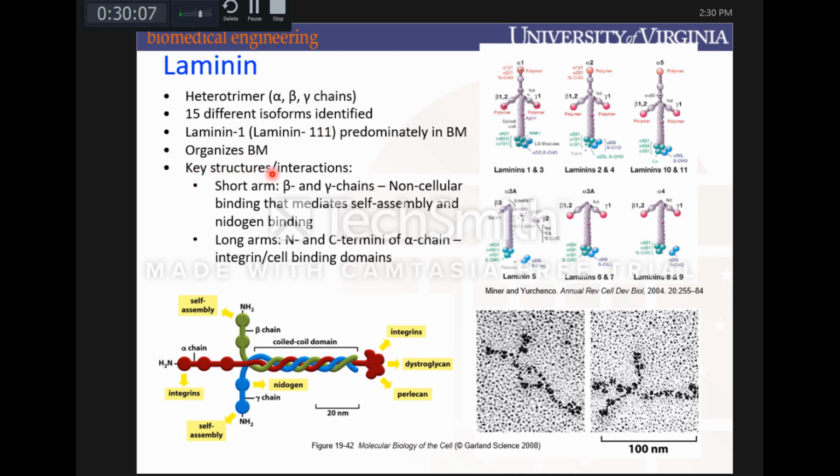So like I said, it organizes the basement membrane. The key things you need to know are it has 2 short arms with the beta chain and the gamma chain that go up to the side, and these facilitate the self-assembly of laminin into that mesh-like structure. And then the long arms on both the N and C terminal domain facilitate actual interactions with other cells. So we'll talk about integrins in a little bit, but they have epitopes that cells can actually recognize and bind to. And this is what the actual molecular structure looks like. So it was through X-ray crystallography, and I think this is a TEM, they were able to verify the structure.